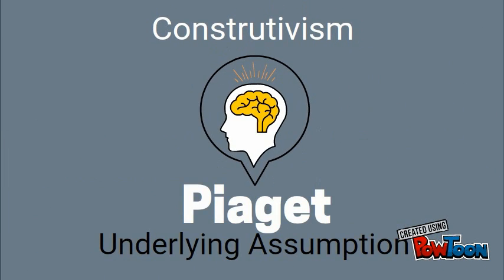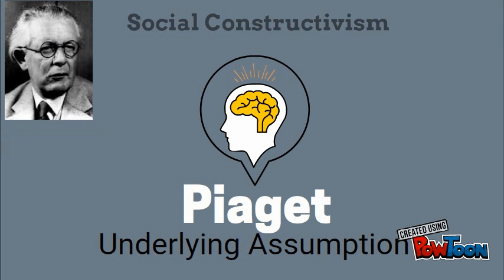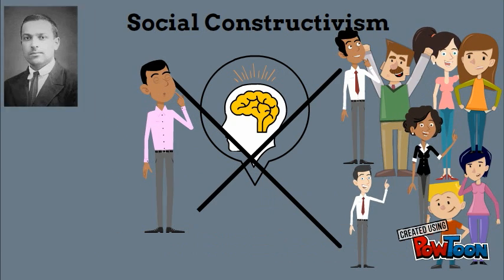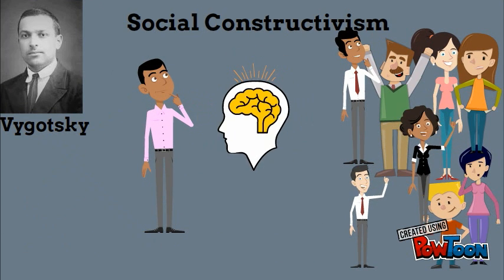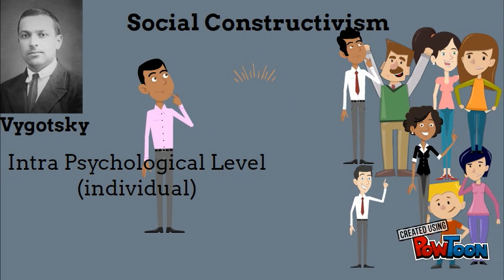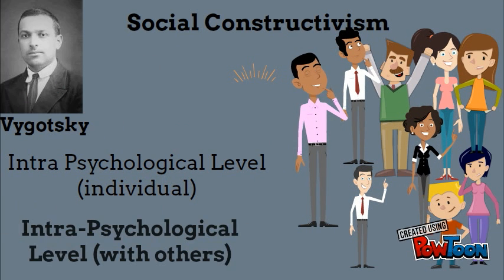The constructivist notion as presented by Piaget that learning could be separated from its social context was rejected by Lev Vygotsky, who founded social constructivism. Vygotsky believed that before development could occur at the individual or intrapsychological level, it would have to happen between people at an interpsychological level first.